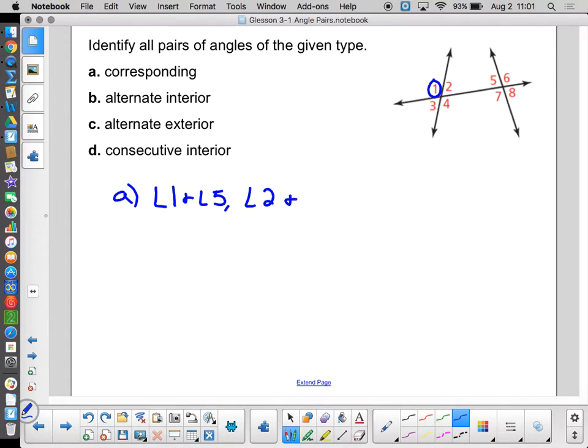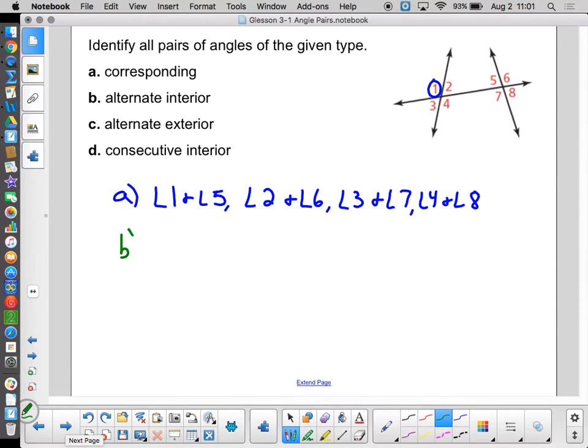Angle 2 goes with angle 6. Angle 3 goes with, angle 3 and angle 7. And finally, angle 4 and angle 8. Those are my corresponding pairs.